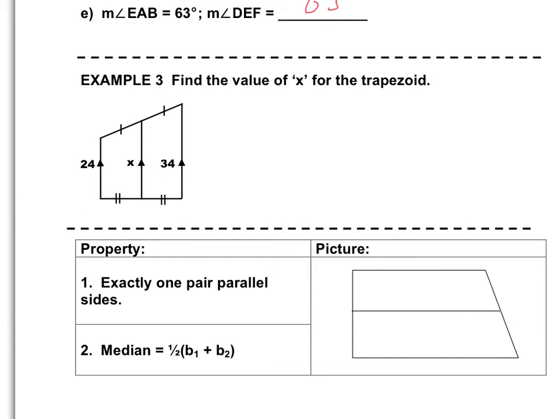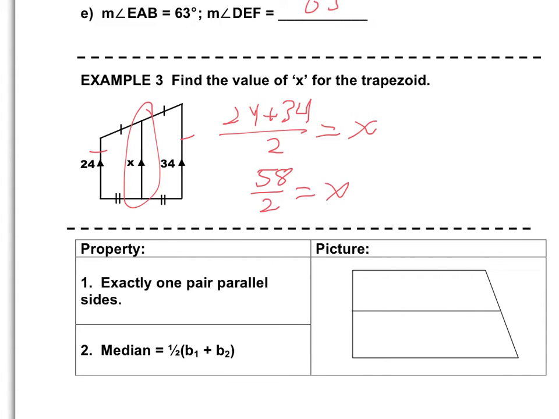All right, and finally, example number 3. Remember, the bases are the parallel sides, which means this is a base, and this is a base, and this is the median. So find the value of x. That's a median, so we're going to do 24 plus 34, and divide it by 2. That equals our x. 24 and 34 makes 58, divided by 2 makes 29. So in this case, x equals 29.